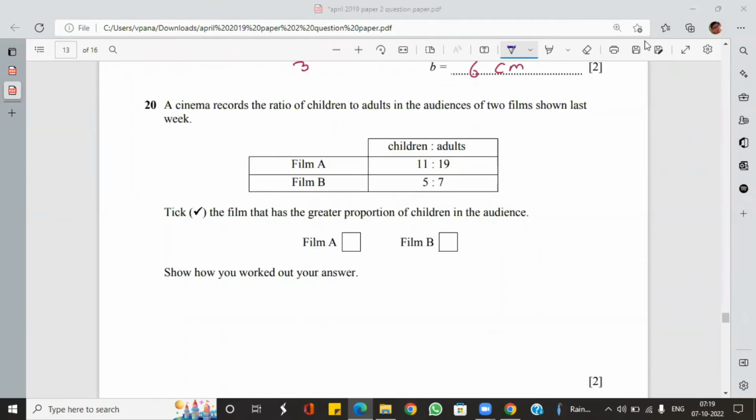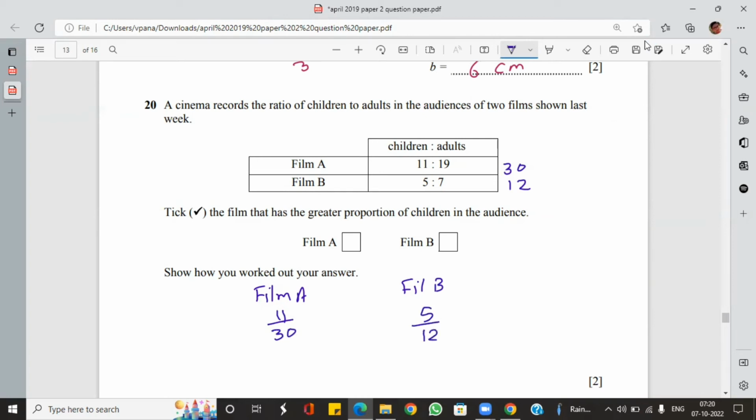The table records the ratio of children to adults in the audiences of two films shown last week. Pick the film that has the greater proportion of children in the audience, film A or film B. Show your working. For film A, the total number of parts is 11 plus 19, which is 30. For film B, 5 plus 7, the total number of parts is 12. So the proportion of children for film A is 11 out of 30, and for film B it is 5 upon 12.